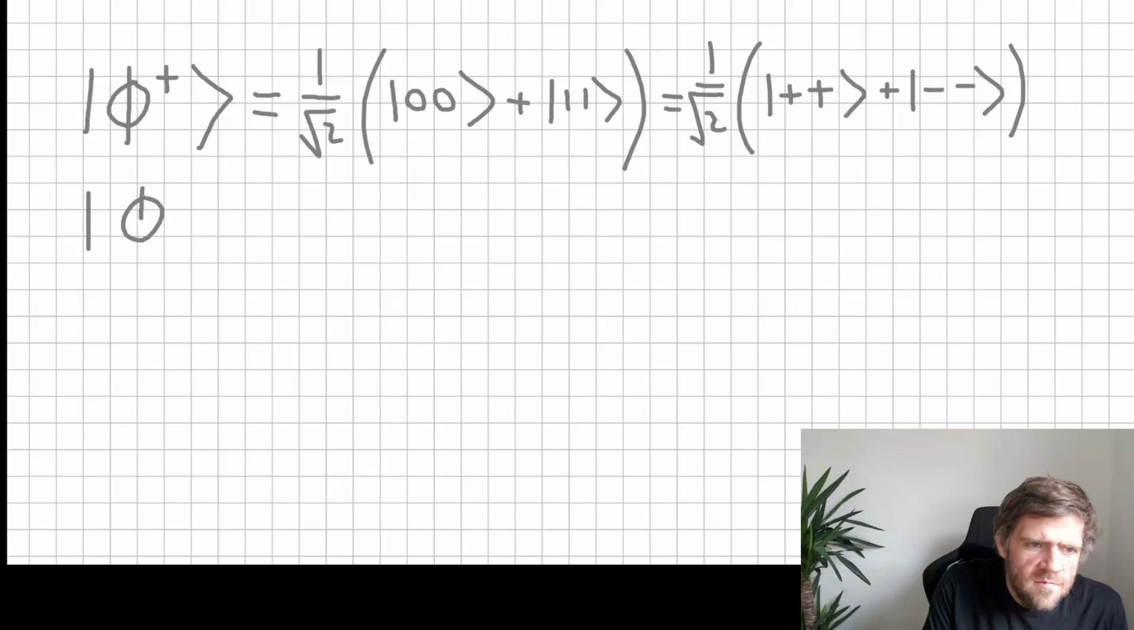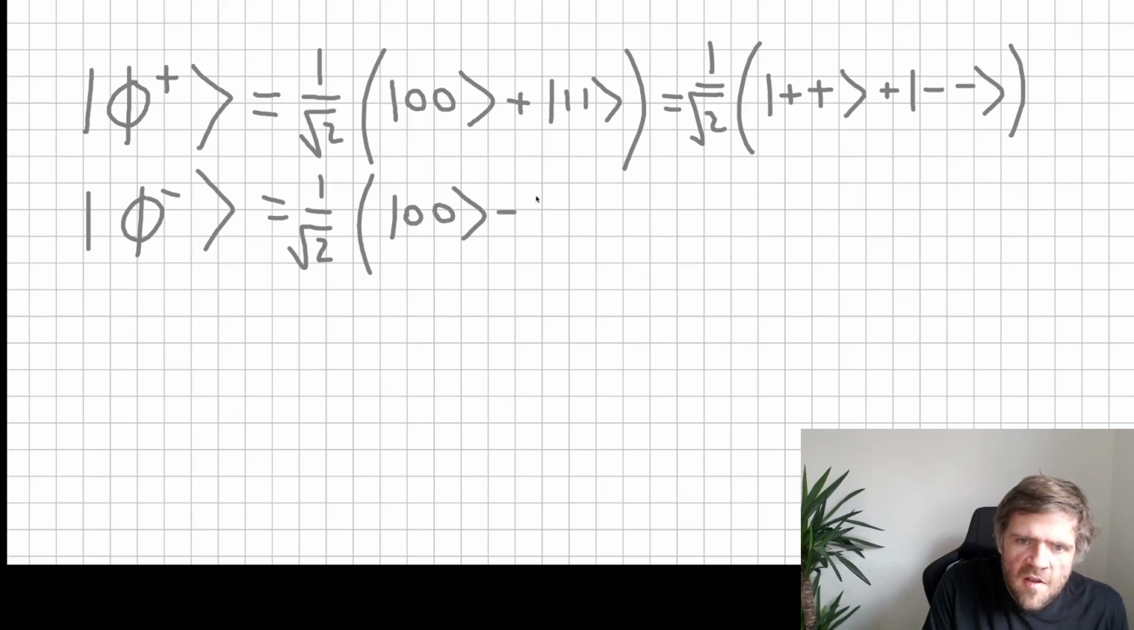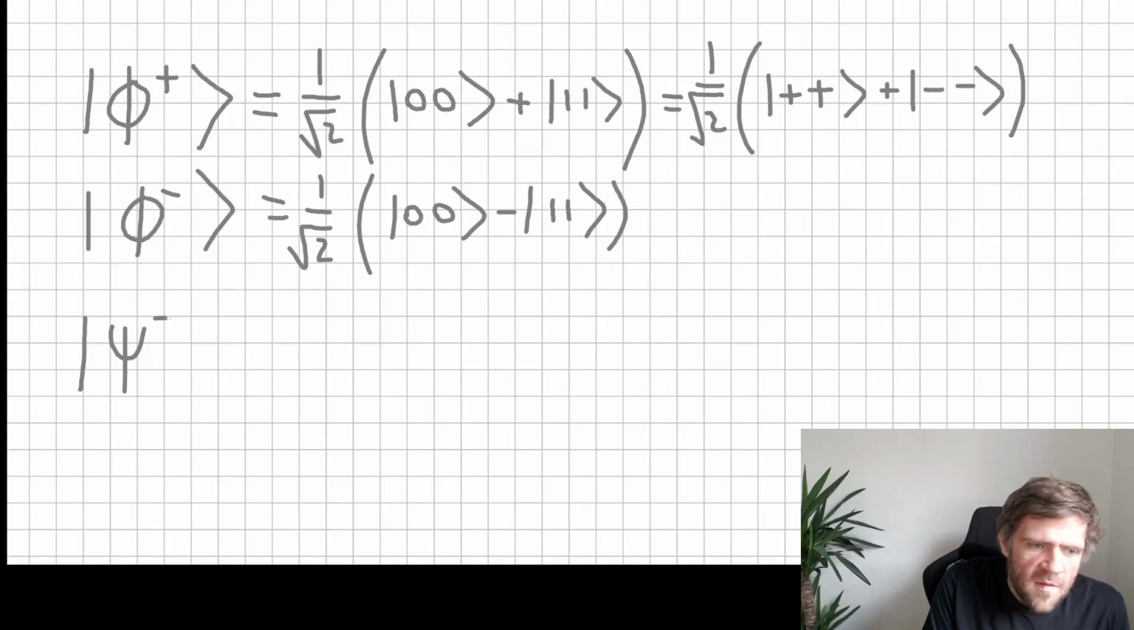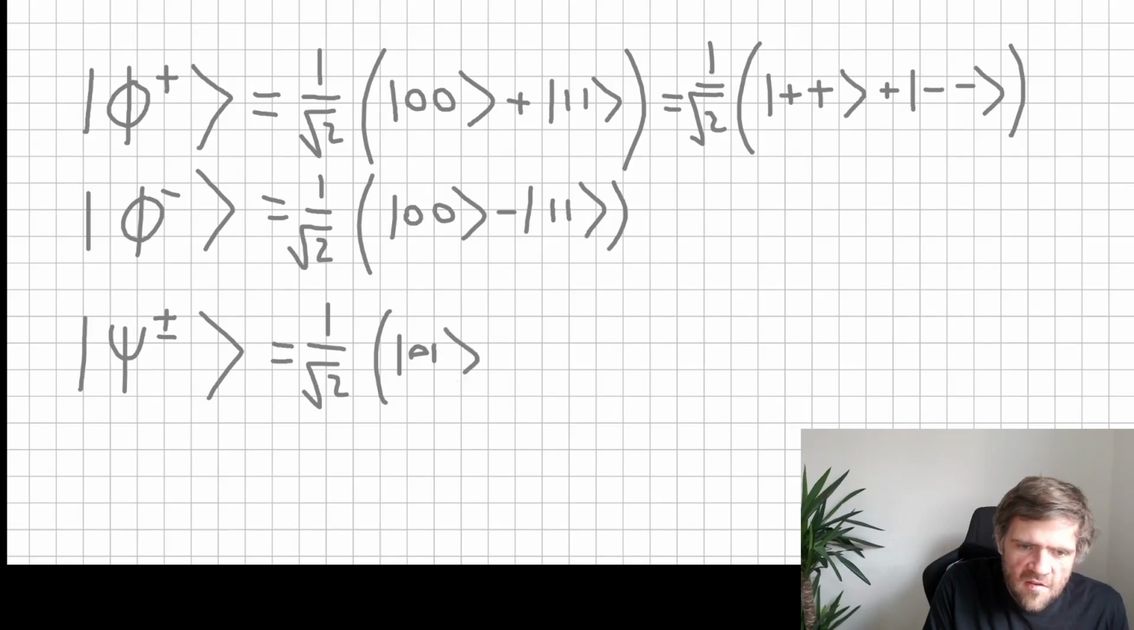Phi minus is a state which is correlated in the Z basis but anti-correlated in the X basis, which means that we have 0,0 minus 1,1. And this can be written as plus minus plus minus plus. And then we have the 2 states psi plus and minus. Let's just save a bit of time by writing them like this. And these are the anti-correlated states for the Z basis. So they are 0,1 plus or minus, depending on whether you've got the plus or the minus, 1,0.